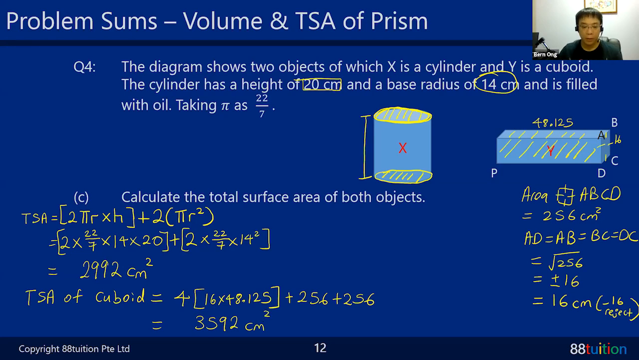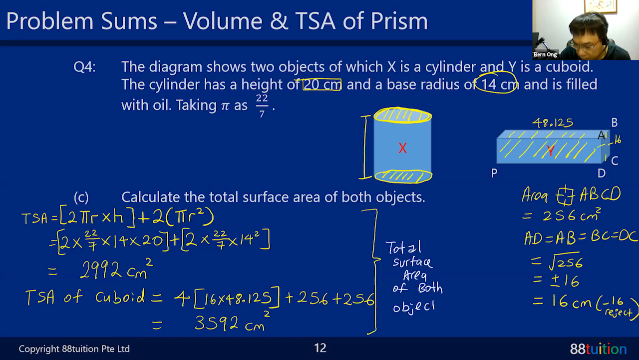Okay. So now they want to find the total surface area of both objects. So you plus them together. You plus these two items together. Total surface area of both objects is equal to 2992 plus 3592. So 2992 plus 3592. Answer is 6584. 6584 what? Cm square. Answer.